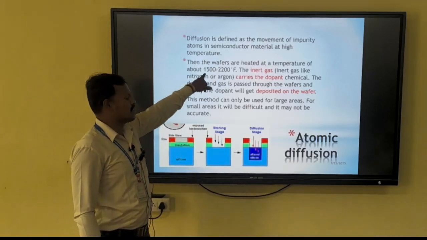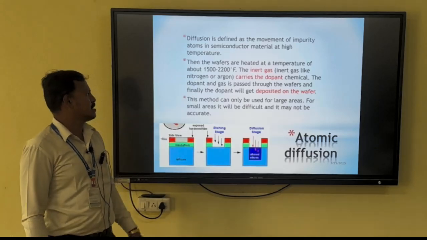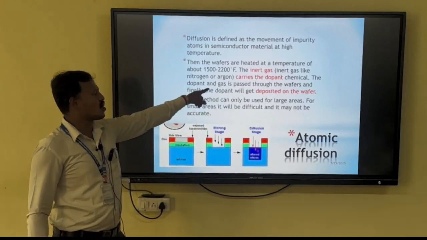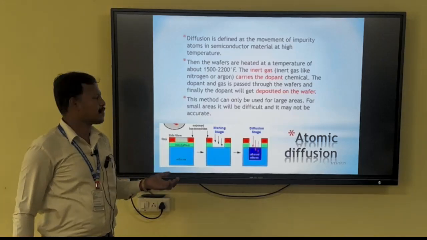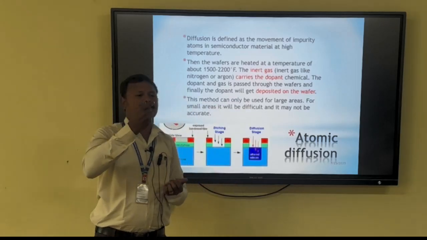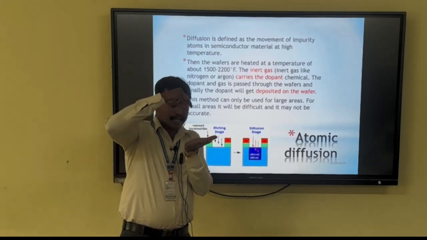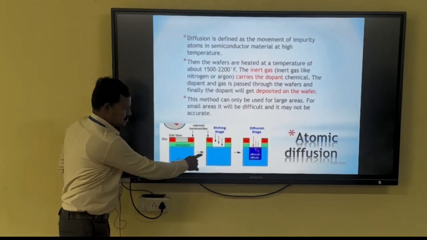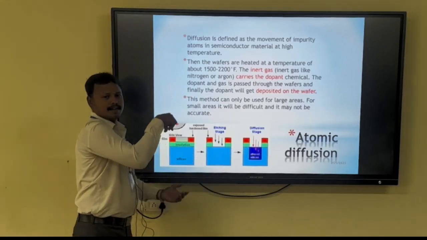The temperature level is 1500 to 2200 Celsius. An inert gas like nitrogen or argon is passed through the entire IC. Then the heavily doped N well or P well is fully inserted into the wafer. This is the heavily doped diffusion stage, the N well or P well process.